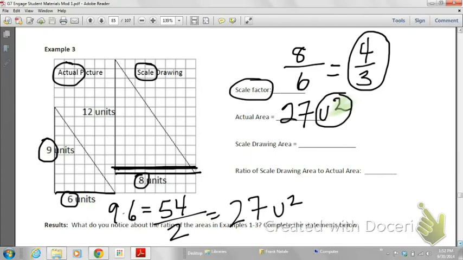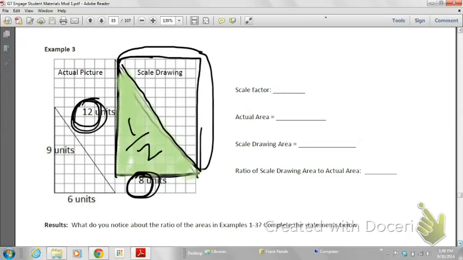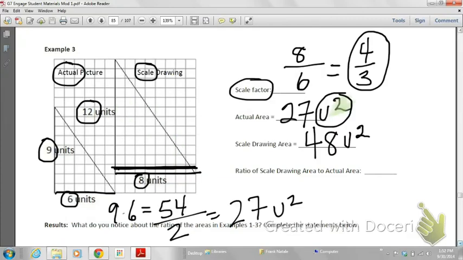Scale drawing area, we do this same process. We actually did this already. 12 times 8 was 96. And then we got half of 96, which we came up with, I think I might have said the wrong answer before. Did I say 38? Well, anyway, that's 48 units squared. Units squared. Excuse me for that. But anyway, yeah, 48 units squared.